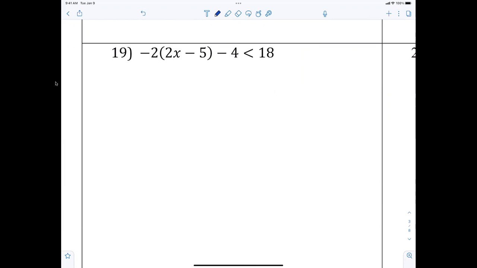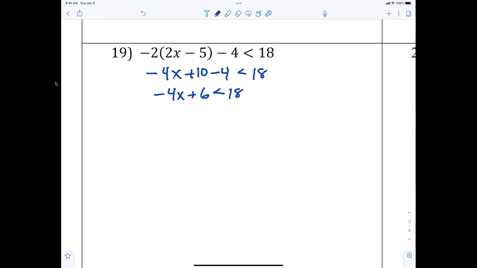So let's distribute: negative 4x plus 10 minus 4 is less than 18. Could I have added 4? You could have divided by negative 2. Well, you change the sign, but not yet. I haven't divided. I just distributed. Negative 4x plus 6 is less than 18.